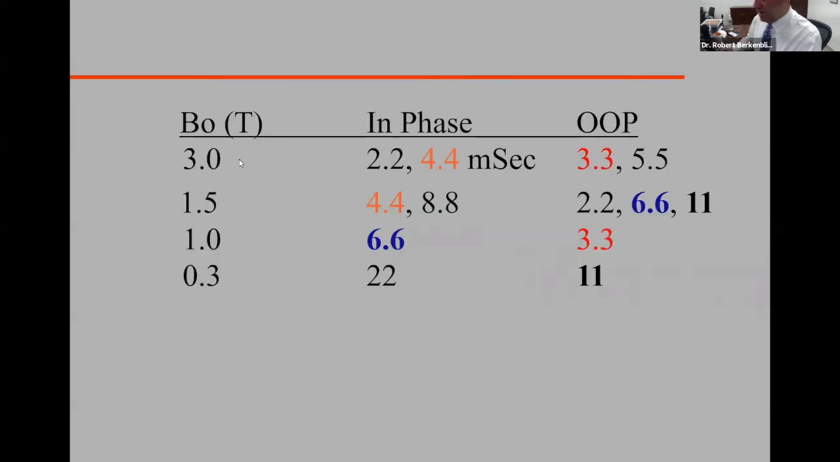And here you can see at varying field strengths, the echo times to be in or out of phase, and you can see the field strength dependency. At 1 T, fat and water are in phase at 6.6 milliseconds, but at 1.5 T at 6.6, they're out of phase.